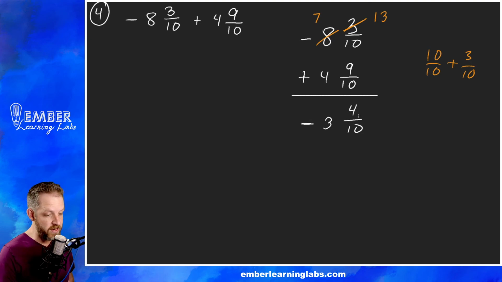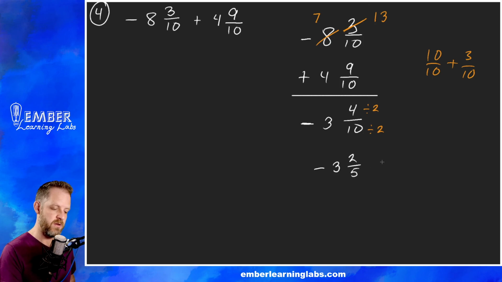Now, we're not quite finished. I don't know if you saw that or not. I'm trying to preach reducing. So we've got to reduce these. We're going to reduce these by 2. So our final answer to this example is negative 3 2/5. That's all there is to it.